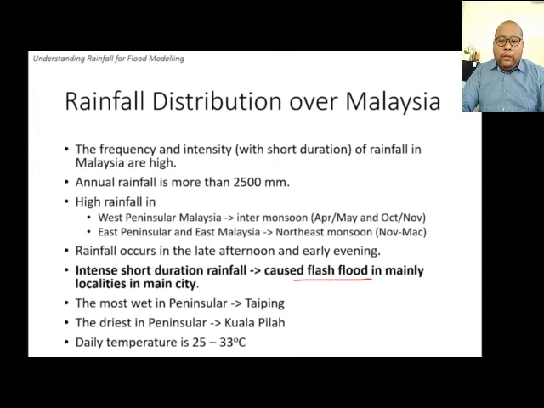Tapi bila saya tengok dekat televisyen, macam kawasan KL tu agak teruk jugalah. Nowadays lah, saya tak pasti nowadays. Probably due to climate change, like our topic. But I can see area like KL still the flash flood is occur, but not very frequent. And then the most wet in Peninsula actually at Taiping.